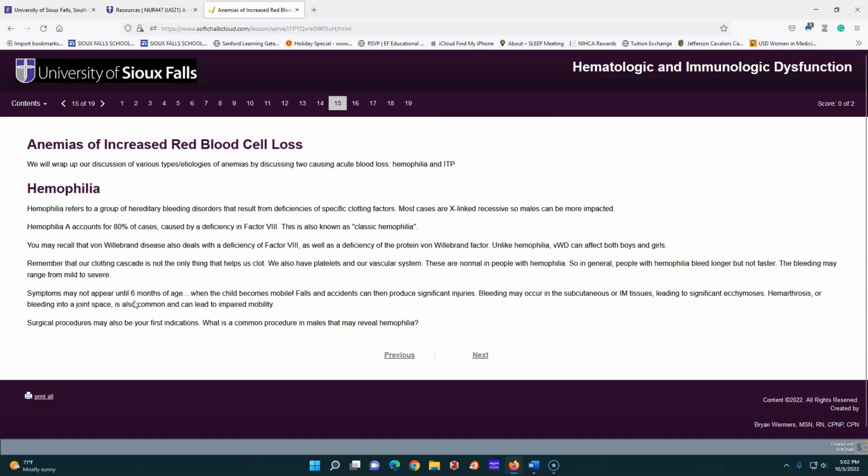Symptoms might not appear till a little bit older, but remember with little boys that circumcision is one of their first treatments or one of their first surgeries, and that might be the first sign and symptom that somebody's got hemophilia. I have seen a little kid that had a circumcision and they couldn't stop the bleeding afterwards, and then that led into that child actually dying because of it.